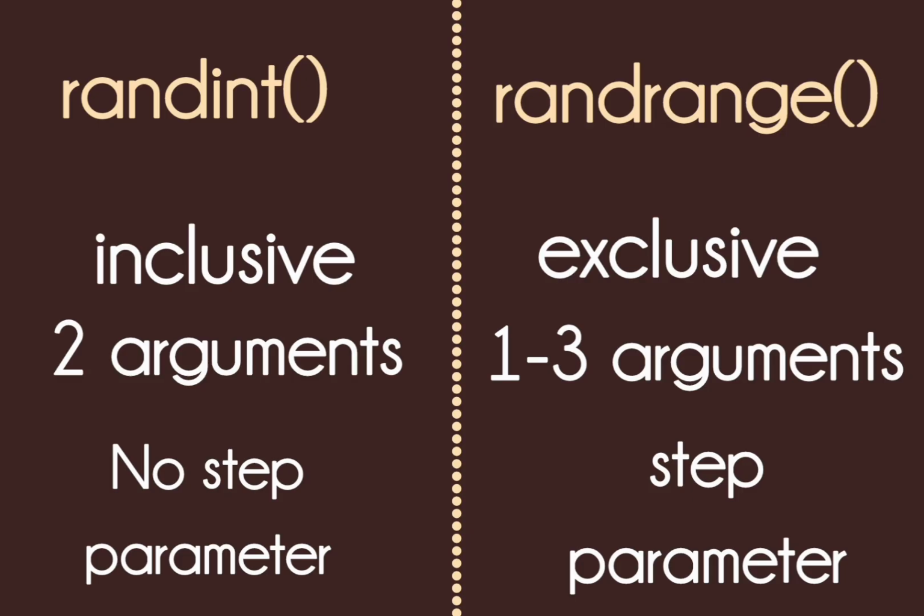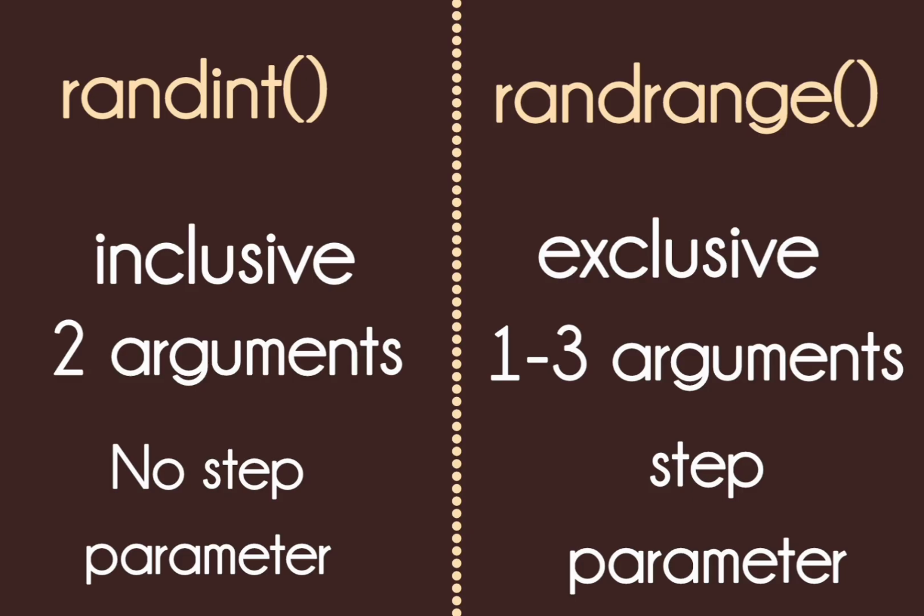The randint function takes two arguments strictly, and the randrange function takes one, two, or three arguments. But the randint function must have two arguments. You can't give one argument only. This is the difference. And in randrange, you can give one also, two also, and three as well. And the randint function does not contain the step parameter. Like we can't give steps in this function, but the randrange function has this property.